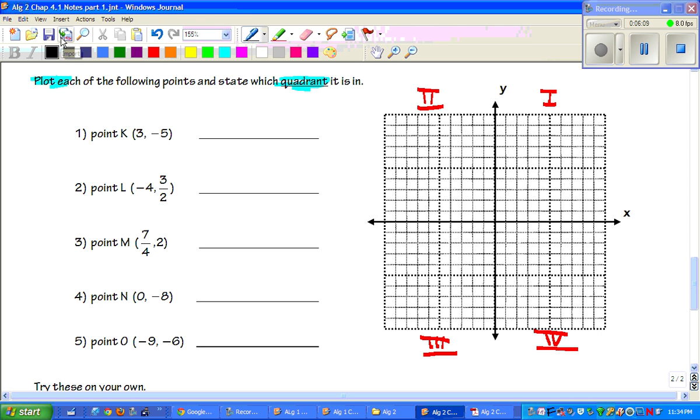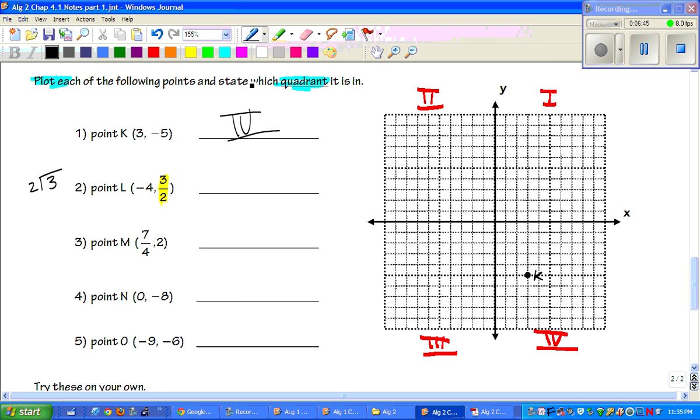So we have to plot the points. K is 3, negative 5. So I'm going to go over 3. Then we have to go down negative 5. That's K, and that's in the fourth quadrant. All right, the next one, negative 4 and 3 over 2. What the heck's 3 over 2? So let's take a look. This is saying 3 divided by 2.